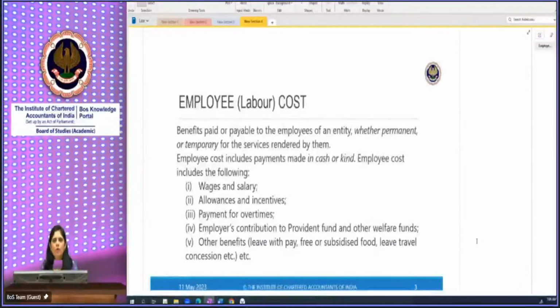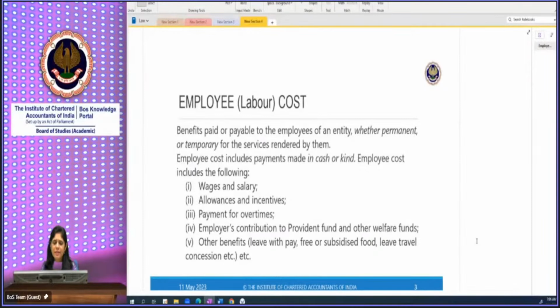So the employee also contributes to his provident fund, and the employer also contributes to the provident fund of an employee. Now employee contribution is a different thing, and the employer is also contributing. That is also a cost to the employer, right? So it's in addition to the wages and salaries which are paid to the employee.